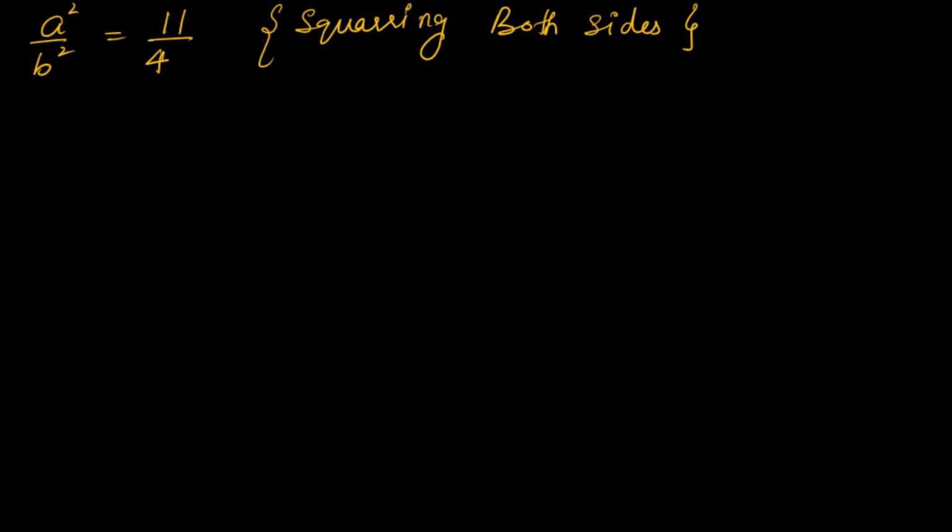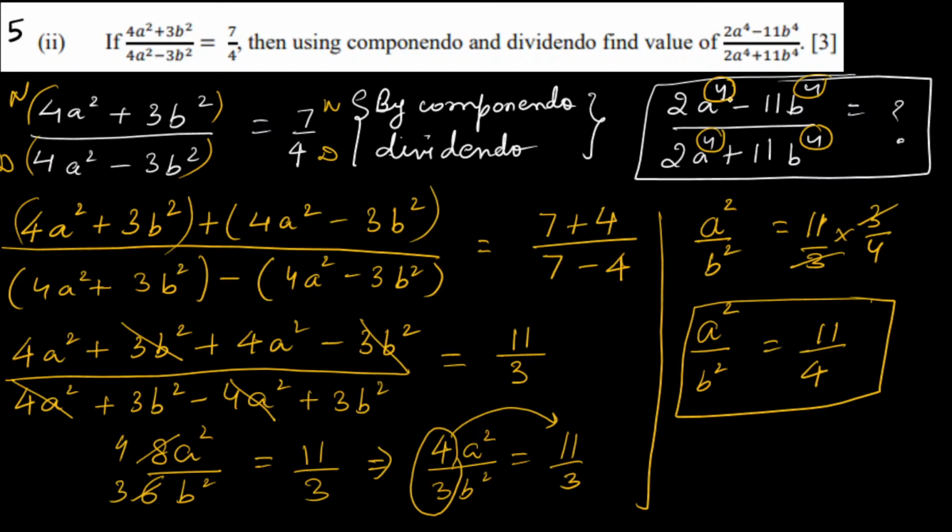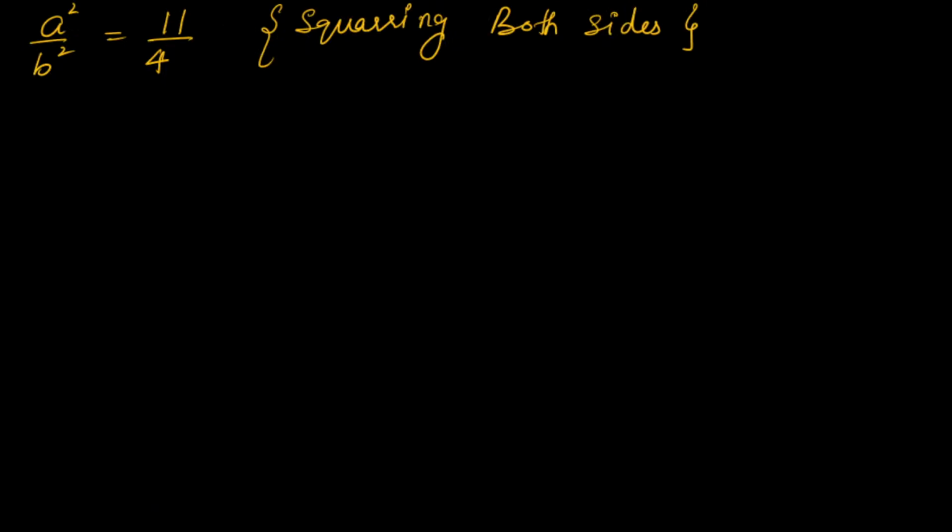If at the starting stage you apply componendo and dividendo, you will get the value of a square by b square. But the expression we have to find is with power 4, so this square power we can convert to power 4 if we square. And whenever we square, it should be on both sides.